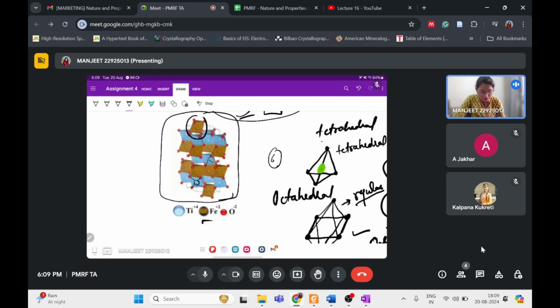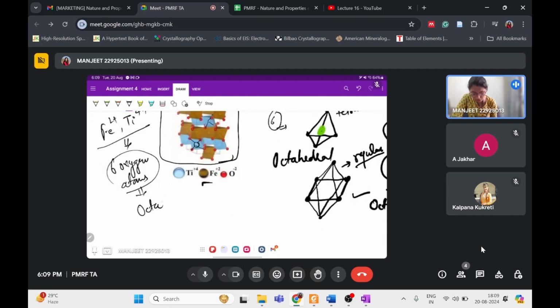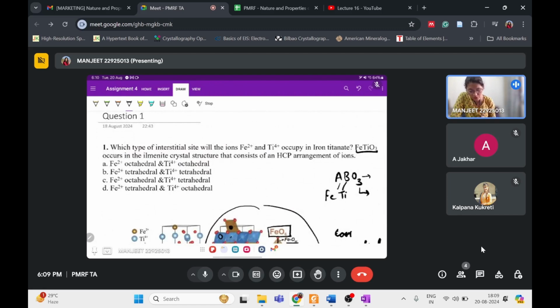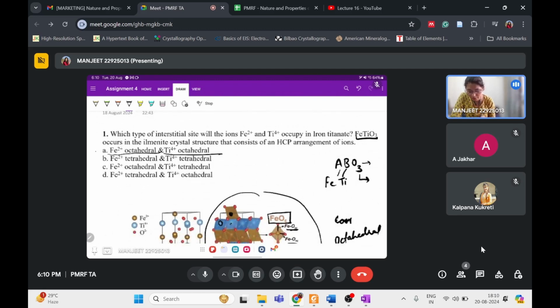So this is also connected with 6 oxygen atoms. Both Fe2+ and titanium 4+ are connected with 6 oxygen atoms, so they will occupy the octahedral position. According to this, for FeTiO3, Fe2+ occupies the octahedral site, and titanium 4+ also occupies the octahedral site. So A will be the right answer for this. Okay.